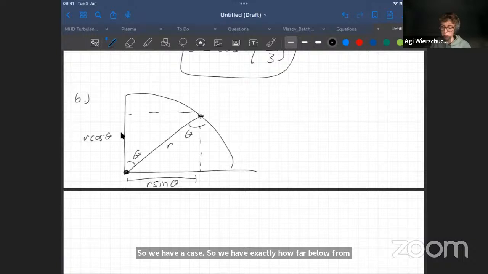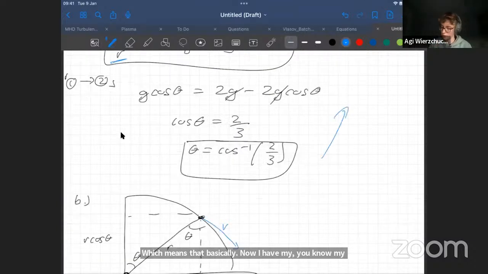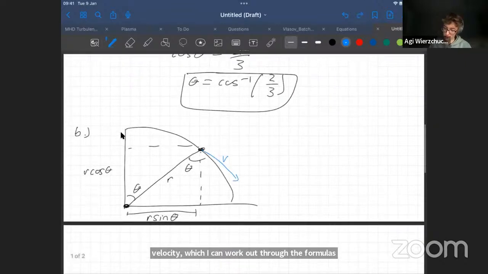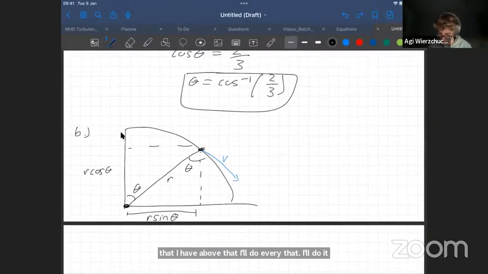So we have exactly how far from the floor it's starting. The bottom distance is not really relevant until the end. And then finally, we know its velocity. Because the marble is traveling along the sphere, at the point at which it leaves the sphere, its velocity is going to be parallel to the sphere, because there's no reason for it not to be. Which means I now have my velocity, which I can work out through the formulas above, and I'll do it in a second. I have my angle theta, though it takes a bit of thinking to make sure that you're getting the right angle.